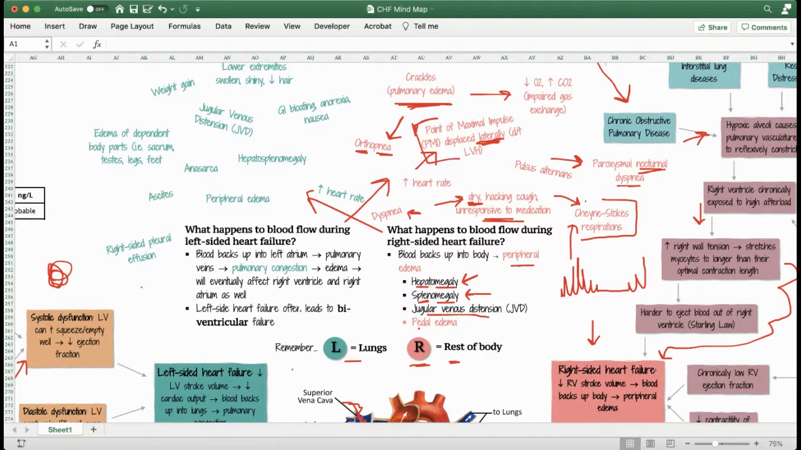Which I understand is part of peripheral edema, but pedal edema is what, because it's such a dependent body part, where you see a lot of that, like pedal edema, right? And then you get the JVD.